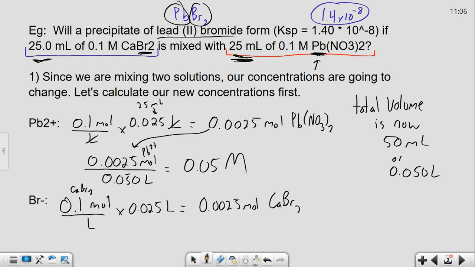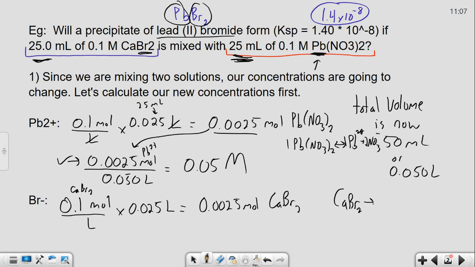You have to look at your mole ratio. So when this breaks down, it gives me lead and 2 nitrates. So the ratio here is 1 to 1. So if I had 0.025 moles, I still have 0.025 moles. So this is okay. But take a look at this one.